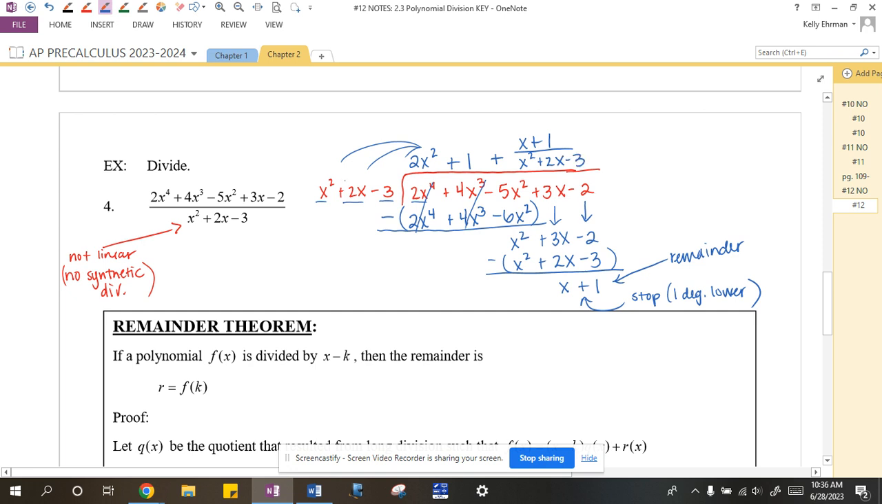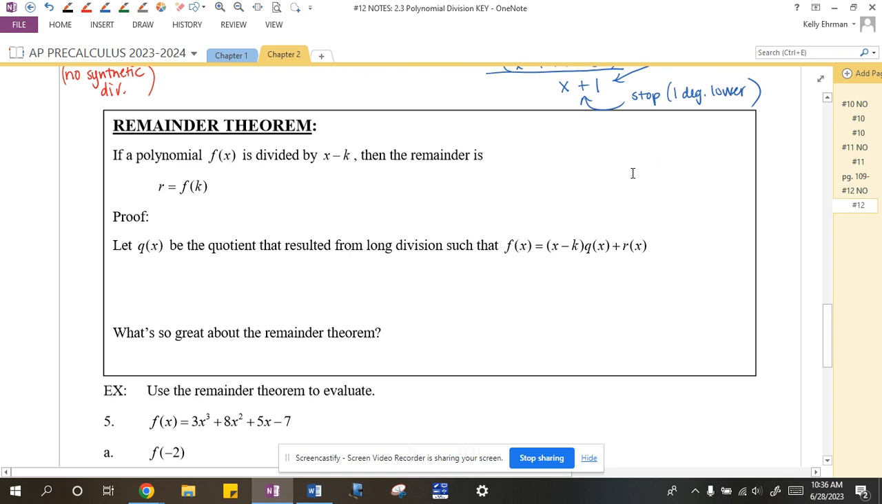So if we were to multiply x squared plus 2x minus 3 back through these 3 terms that I just wrote out, we should get the original numerator, that 2x to the 4th polynomial. Okay, this brings us to the remainder theorem. So if a polynomial, f of x, is divided by x minus k, so x minus k doesn't have to be a factor, it's just some expression, then the remainder r is f of k.